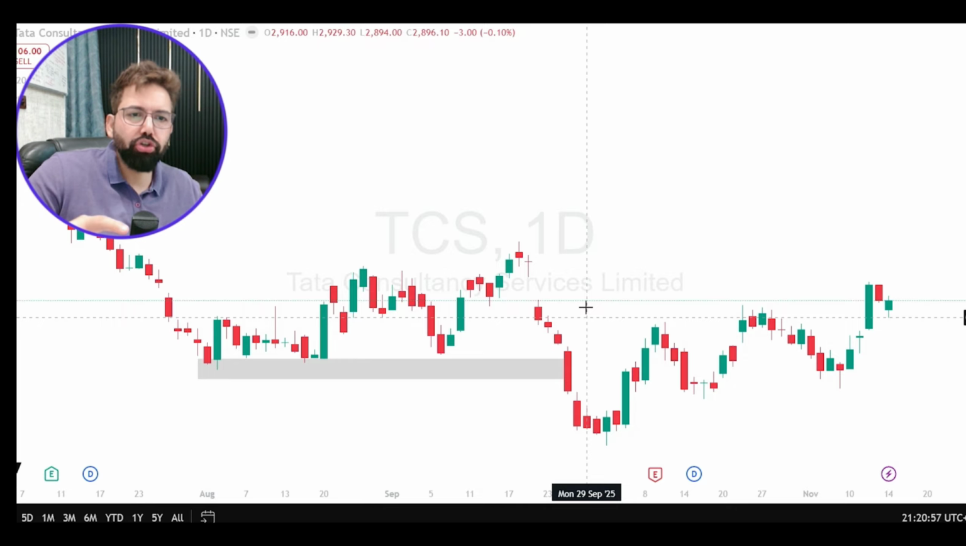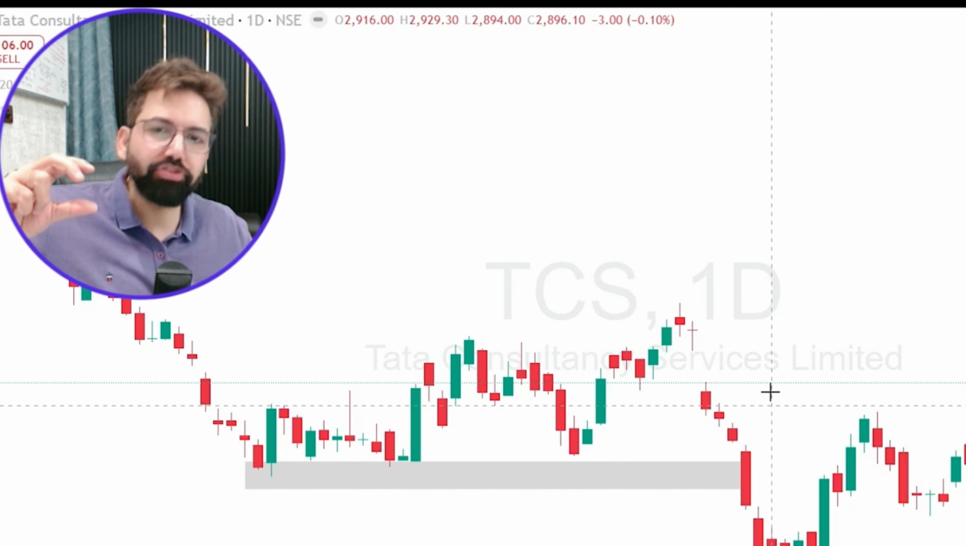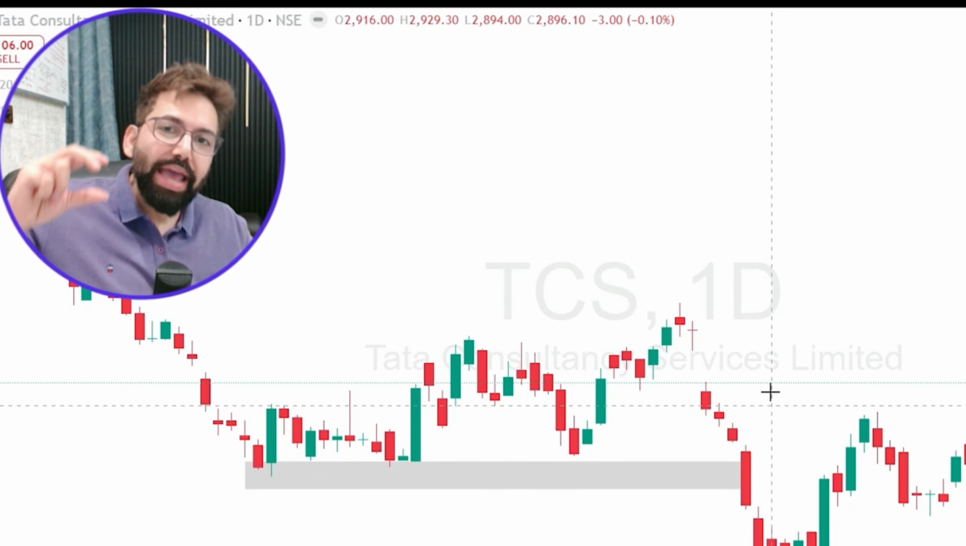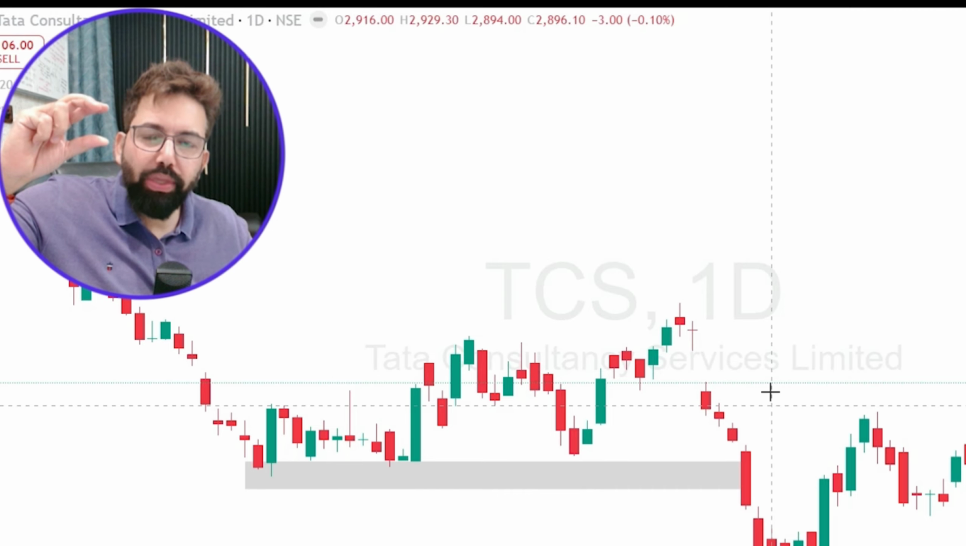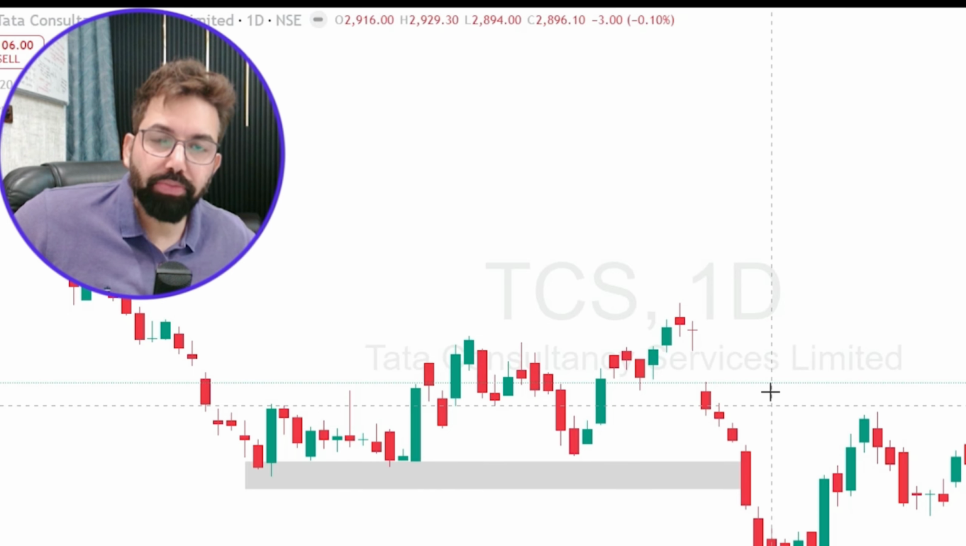Every stock has different packets. For example, TCS has a packet of 175. That means if somebody tries to long the stock, every movement up will be 175, every movement down will be 175. In fact, I want to tell you something very interesting.